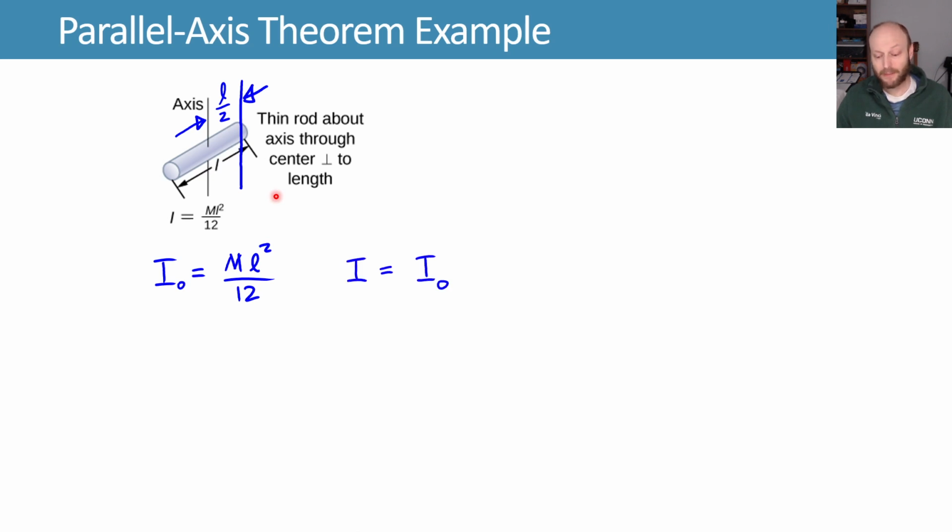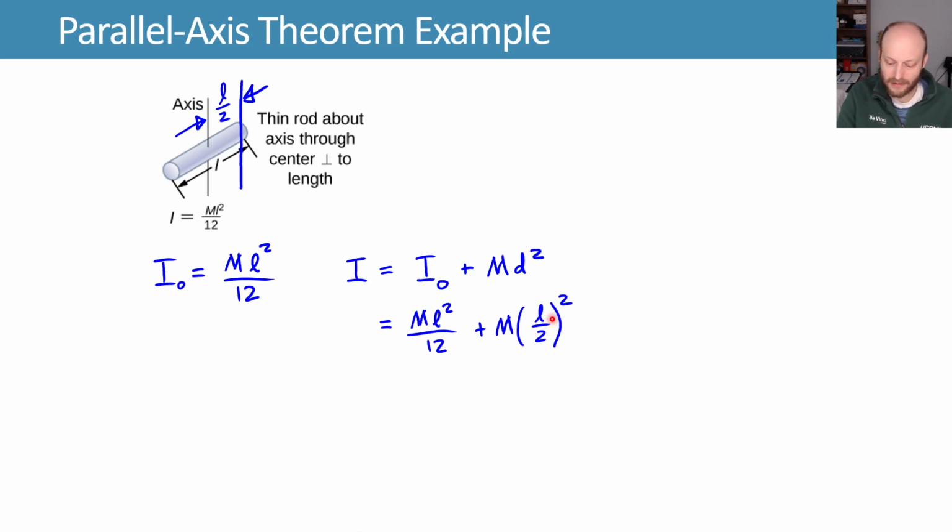And then we can apply our parallel axis theorem, adding on md squared, where d is the distance that we're offset parallel to that original axis. Plugging in ml squared over 12, and now our d is equal to L over 2, we have m times the quantity L over 2 squared added to this.